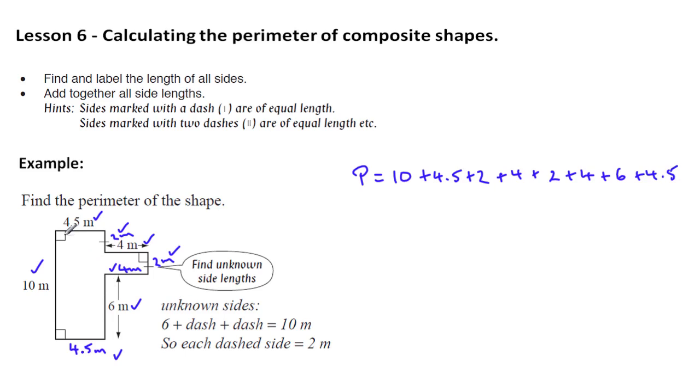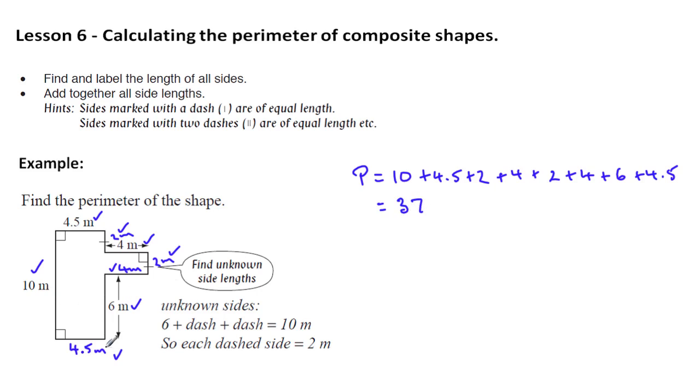Now let's do a double check. 1, 2, 3, 4, 5, 6, 7, 8 sides. 1, 2, 3, 4, 5, 6, 7, 8 sides. So we've got our sides, we've done it systematically, so it seems to be right. Then we add them all together and come up with our distance of 37.